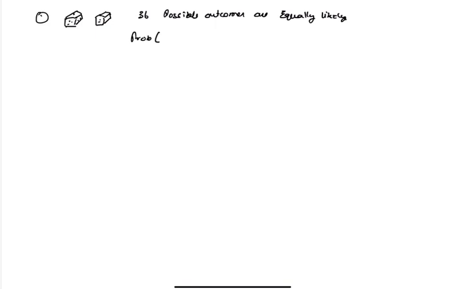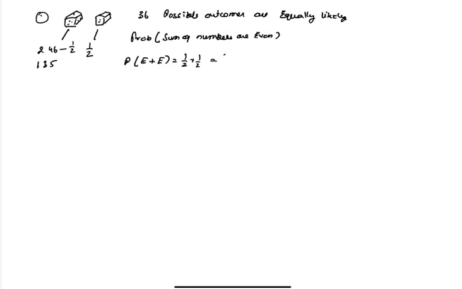Probability that the sum of the numbers is even. So we know that the outcomes are either 2, 4, 6 or 1, 3 and 5. So the probability of even is half, and for odd also it is going to be half. So the probability of even and even is going to be half times half, that is equal to 0.25.